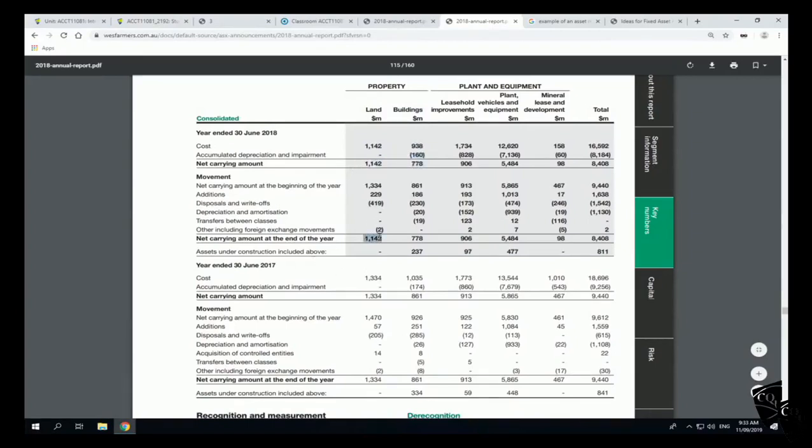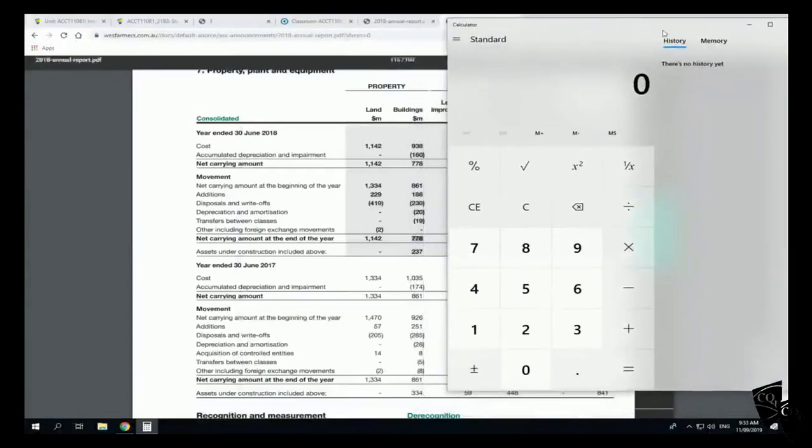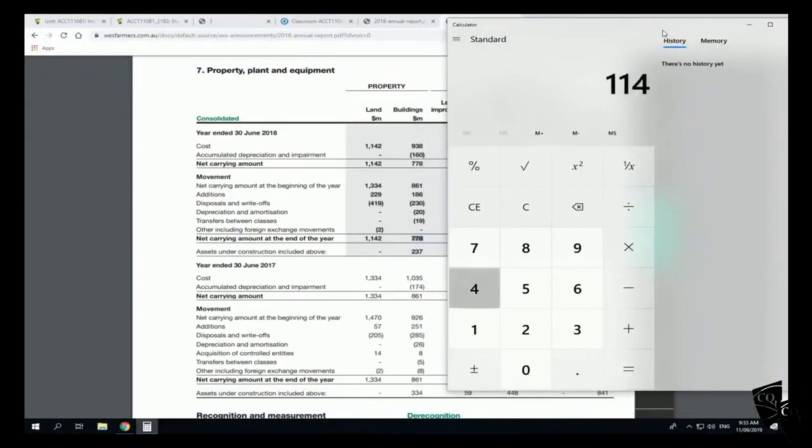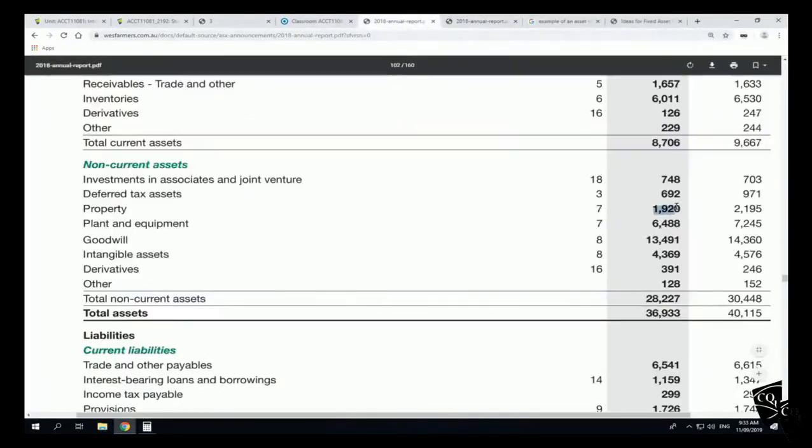So at the end of the year, those two amounts added up together, the 1142 and the 778. Let's just check. Get my calculator out. 1142 plus 778. It's 1920. So that should be the amount that they've reported for property on my balance sheet.